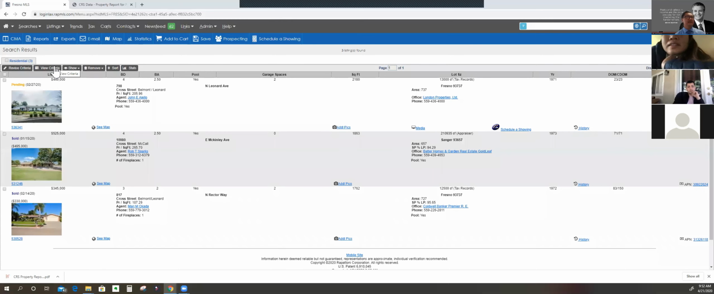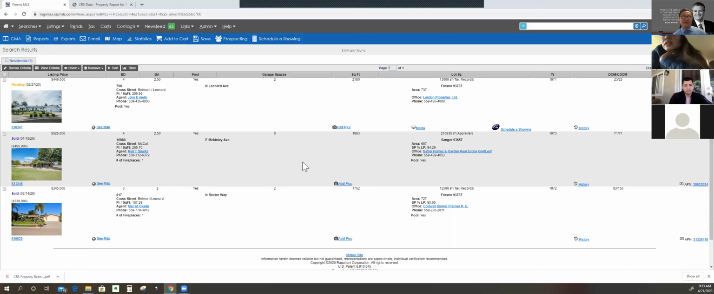Okay, there's 3 as we go 2 miles out, but this one's in Fresno, one in Sanger, and this one's in Fresno, so really not that alike. This one on McKinley that's in Sanger, like I said, this is on a little bit bigger acreage maybe.